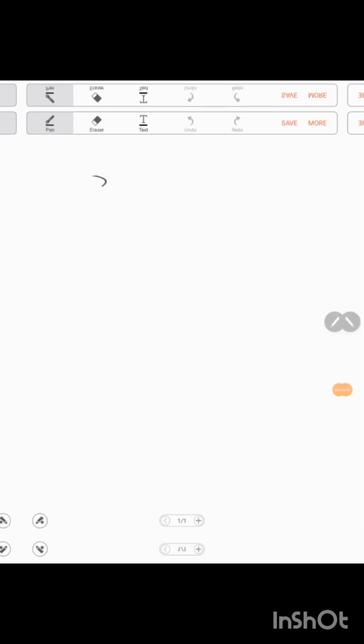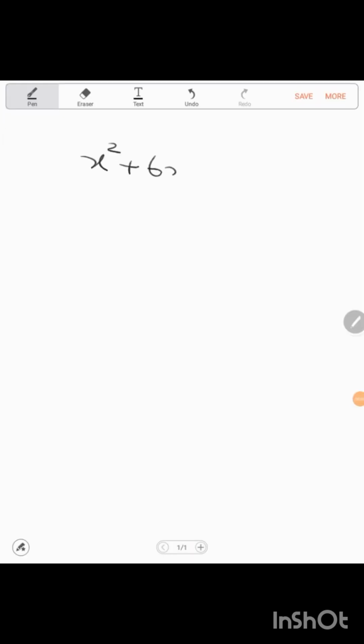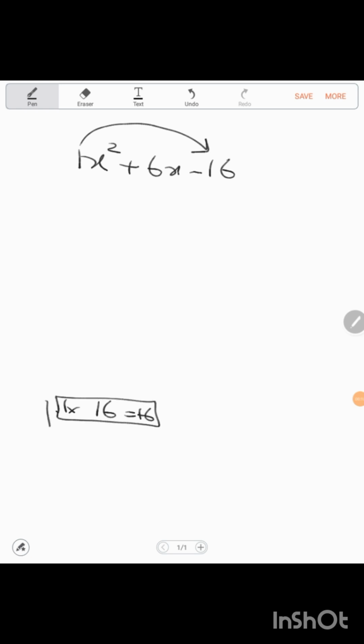Okay, now the second question is, if you have x square plus 6x minus 16. The coefficient of x square is 1. So you are going to multiply 1 with 16. 1 into 16 is 16. So 16 के factors जो हैं वो आपने निकालने हैं.